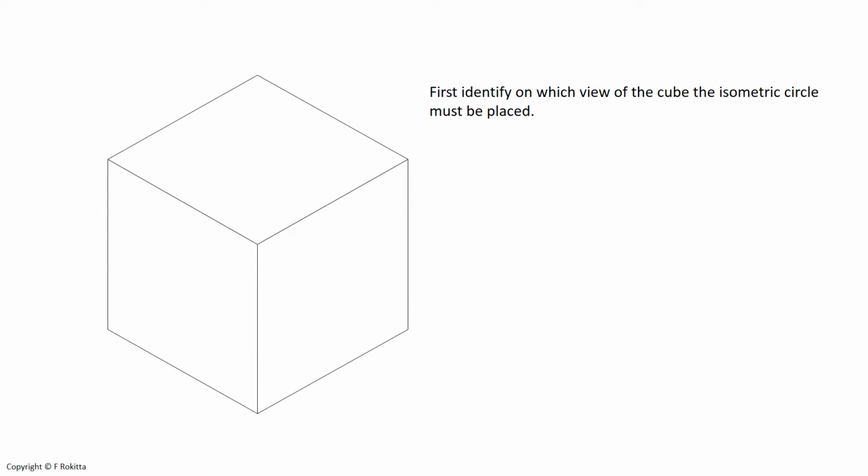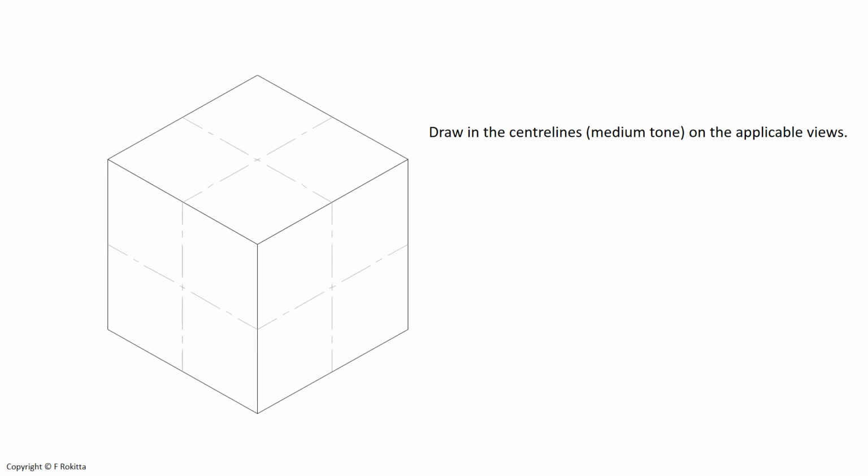We will start by identifying on which of the views of the cube the isometric circle must be placed. We will be drawing an isometric circle on each of the three sides of our cube, and therefore we will draw in the center lines, which is in medium tone, onto each of the views of our model.